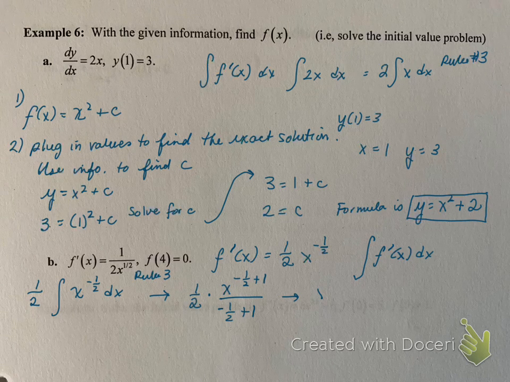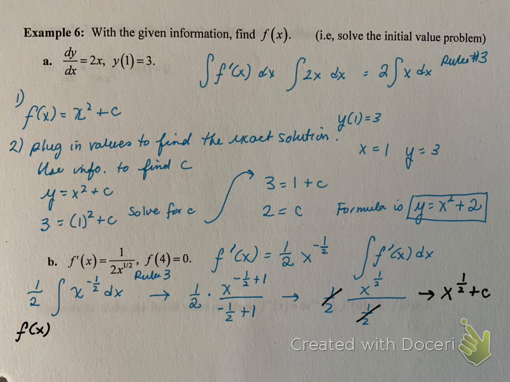So I get 1/2 times x to the 1/2, because 1/2 minus 1 is positive 1/2, over 1/2. Now I'm going to see that these 1/2s are going to cancel each other. So my generic formula is going to be x to the 1/2 plus c. So that's step 1. So f at x, or y, equals x to the 1/2 plus c.